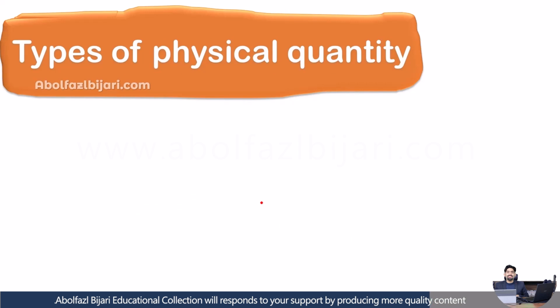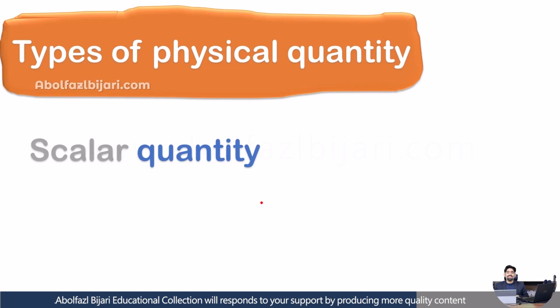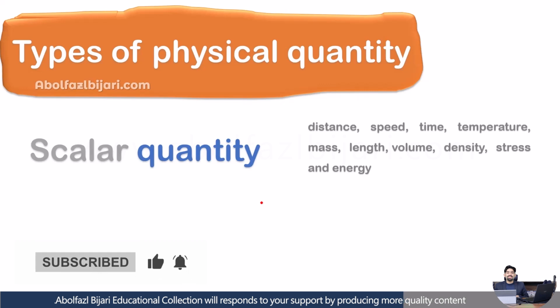Types of physical quantity. We have two types of quantities. The scalar quantity: only the size is important for us, and we don't say the direction. Distance, speed, time, temperature, mass, length, volume, density, stress, and energy. For example, we say 2 meter long. We don't say 2 meter in which direction. And for example, we lift 2 kilos. No one will ask us in which direction did you lift 2 kilos. So just size or magnitude is important, not direction.